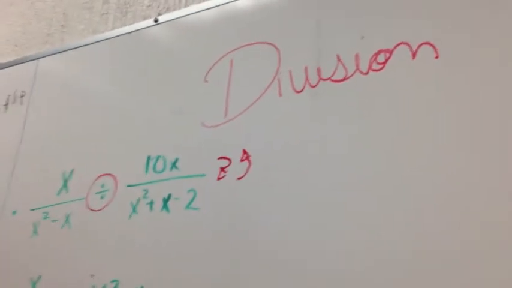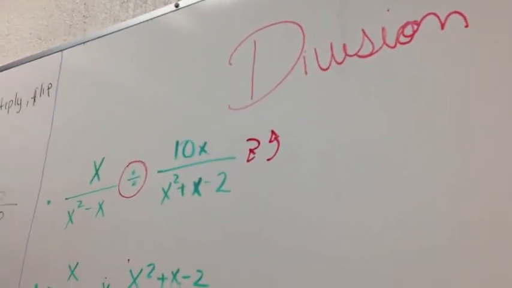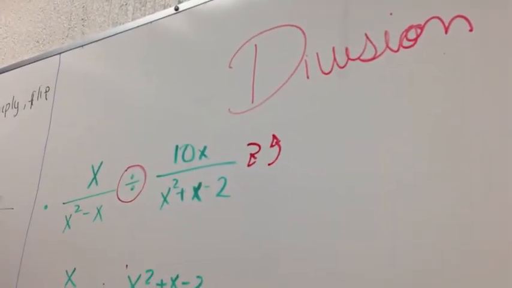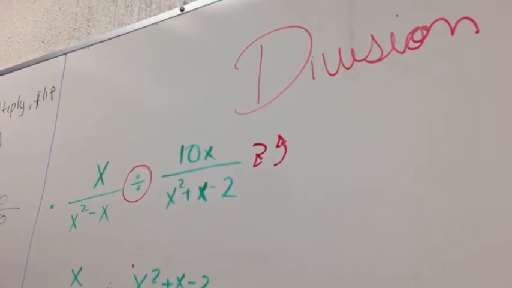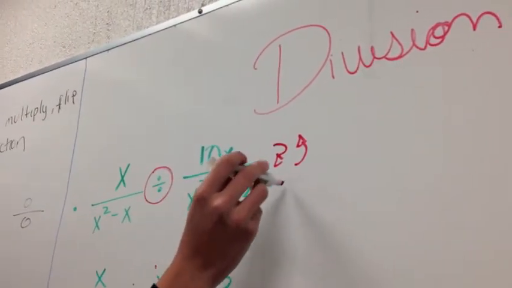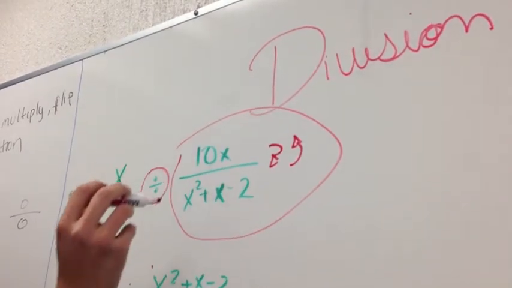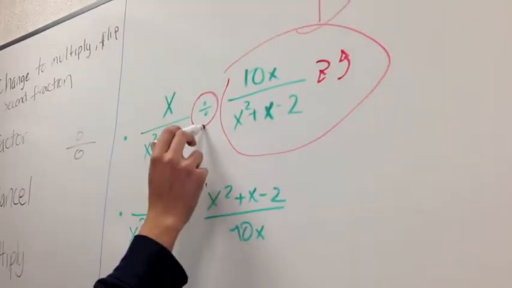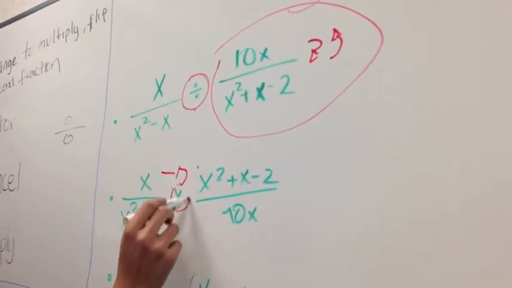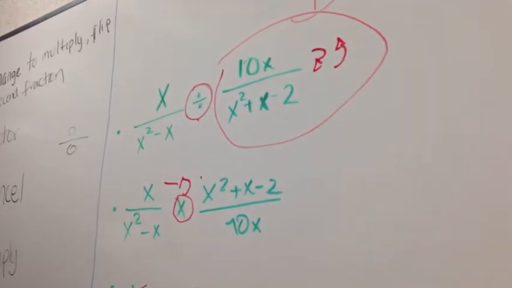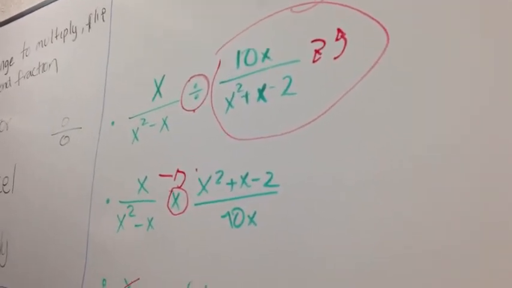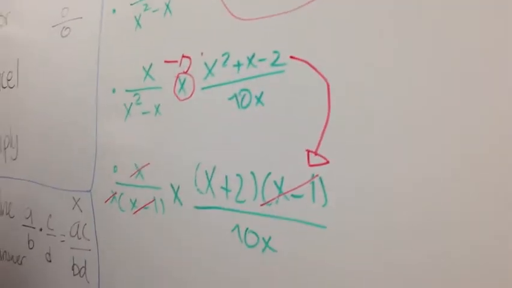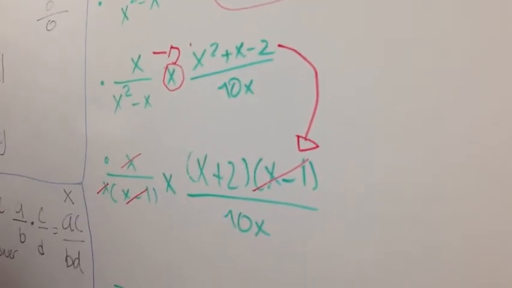We have x over x squared minus 6 divided by 10x over x squared plus x minus 2. As we saw before, we flip this fraction in order to multiply. So this division changed to a multiplication sign. And then we have to look for special products, and here we have one. X plus 2 times x minus 1.